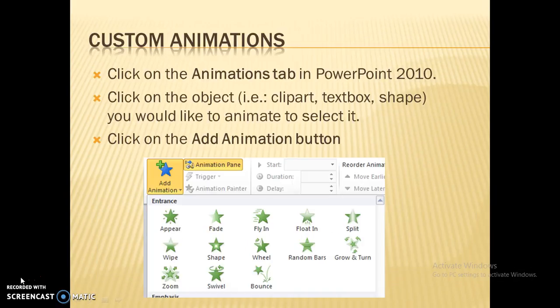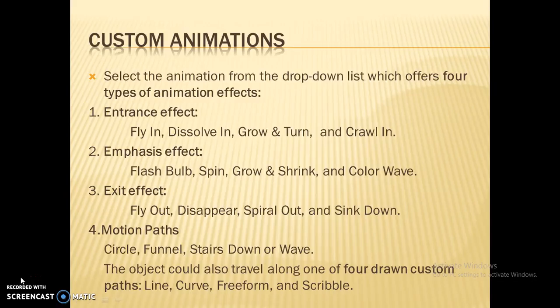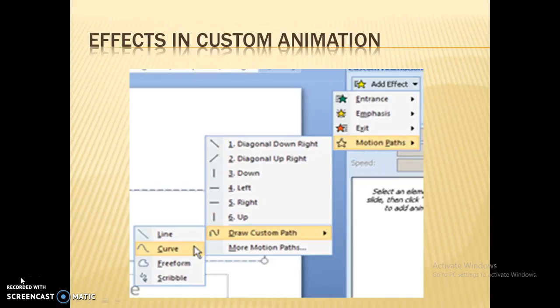Next section is custom animation. To make a custom animation, first click on the Animation tab and click on the object, and after that click on the animation button. So there are four effects in your animation, that is entrance effect, emphasis effect, exit effect and then motion path. With the help of the motion path you can draw a line, curve and whatever shape you want to draw.